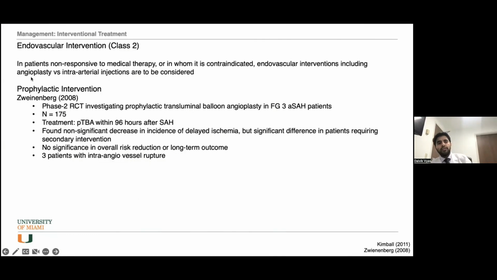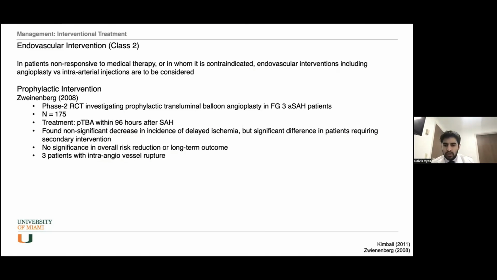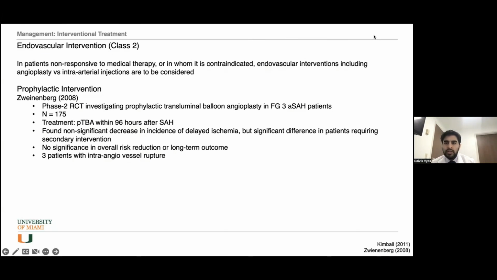Now, the other idea is if medical therapy fails, or if you have patients who are a cardiac mess and can't get artificially induced hypertension, how do you treat them? And there comes in the idea of endovascular intervention. And really, the 2 big mainstays right now include a balloon angioplasty versus intraarterial injections. So in 2008, they did an initial phase 2 randomized clinical trial to study the idea of a prophylactic intervention. So in a Fisher grade 3 patient who undergoes aneurysmal subarachnoid hemorrhage, can we do a prophylactic balloon angioplasty?